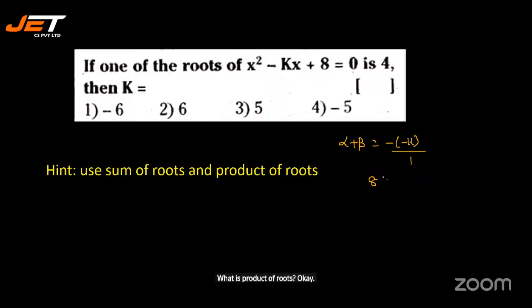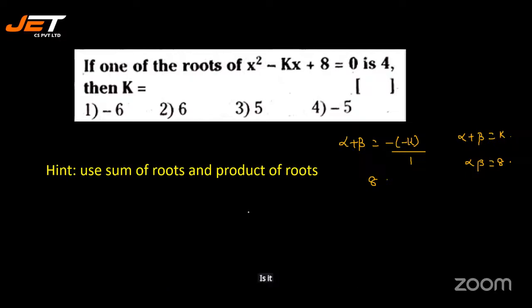So use sum of roots and use product of roots. So one of the roots, okay, so which means alpha plus beta is k, alpha beta is 8, right? So any one you need to find out. Now I've given you a hint. With this, I'm sure you'll be able to do it.